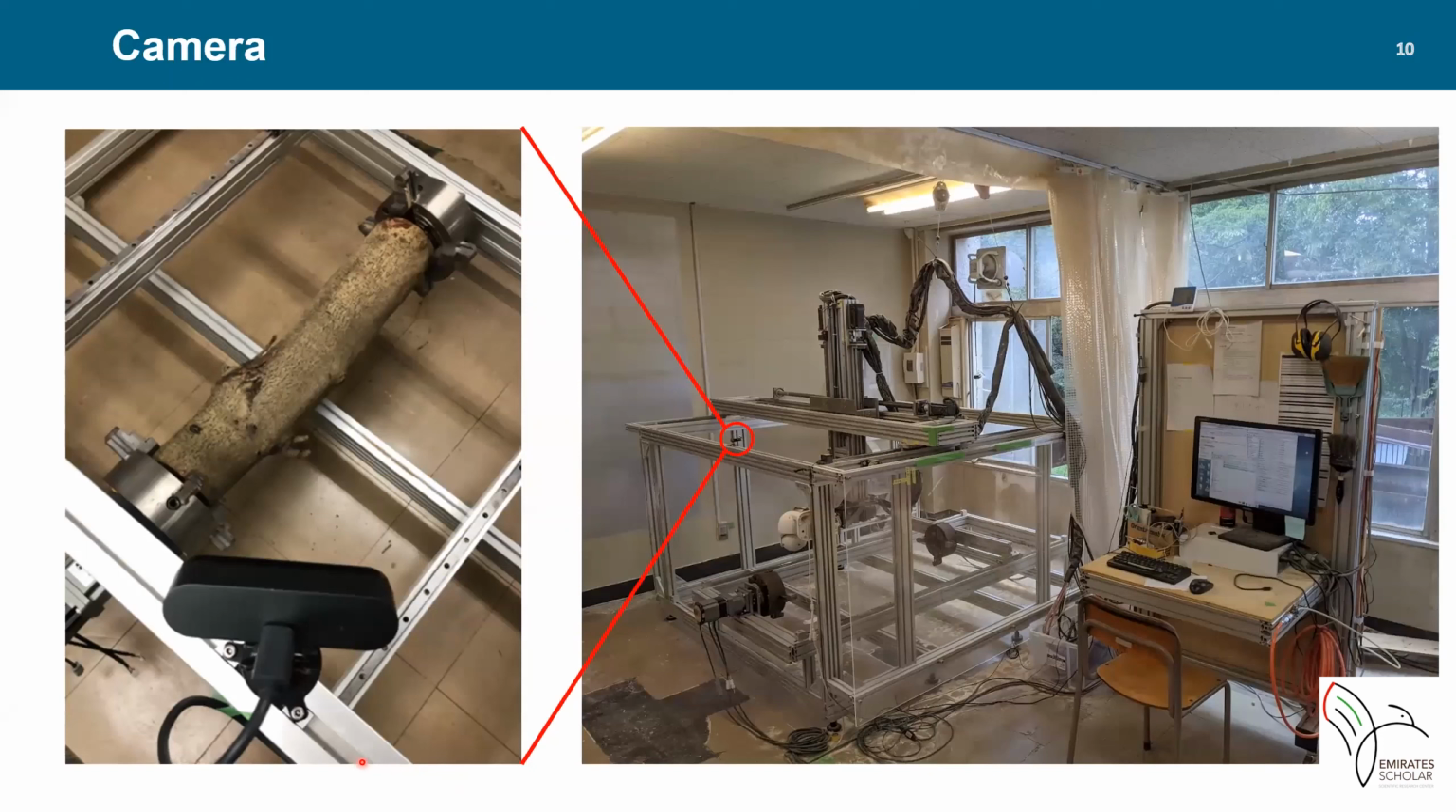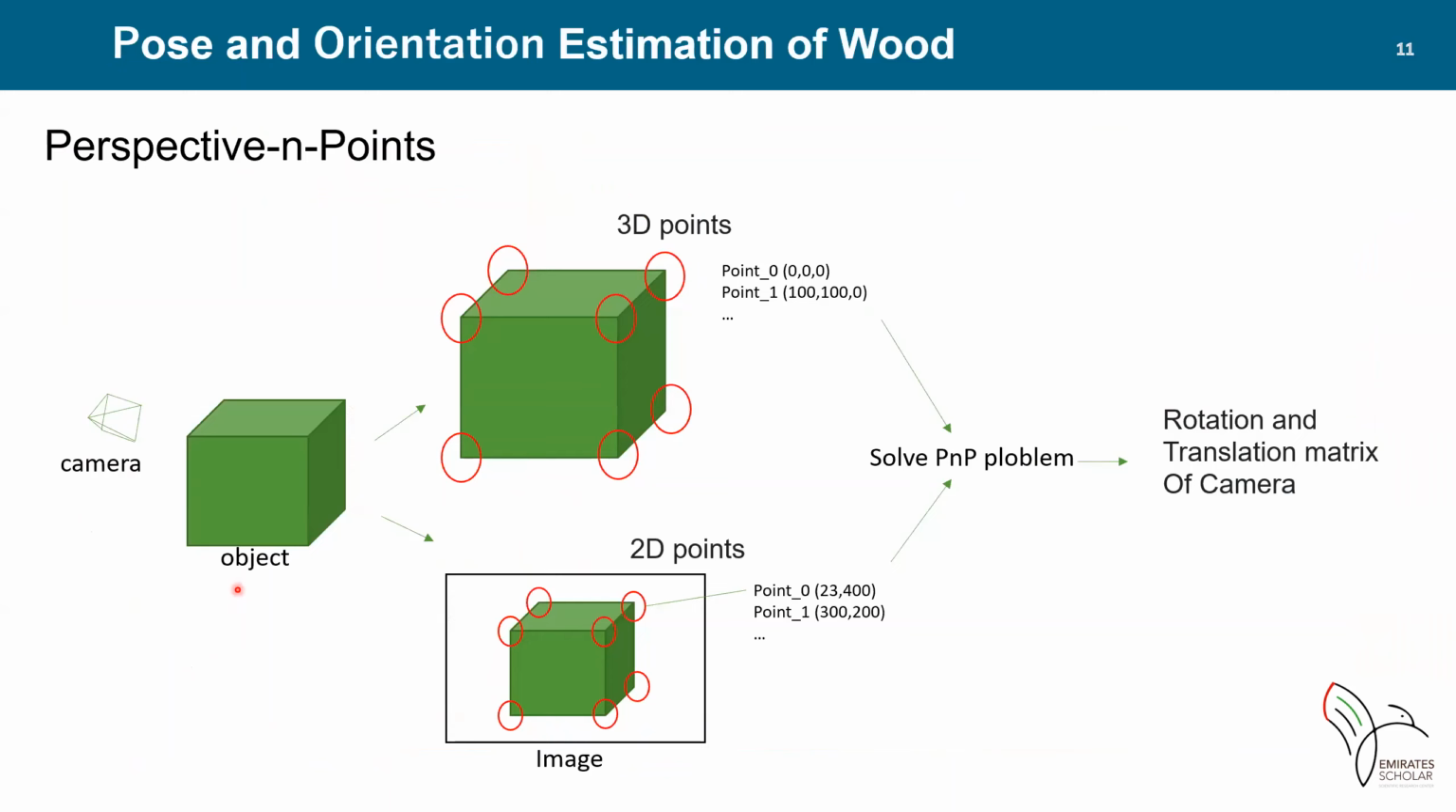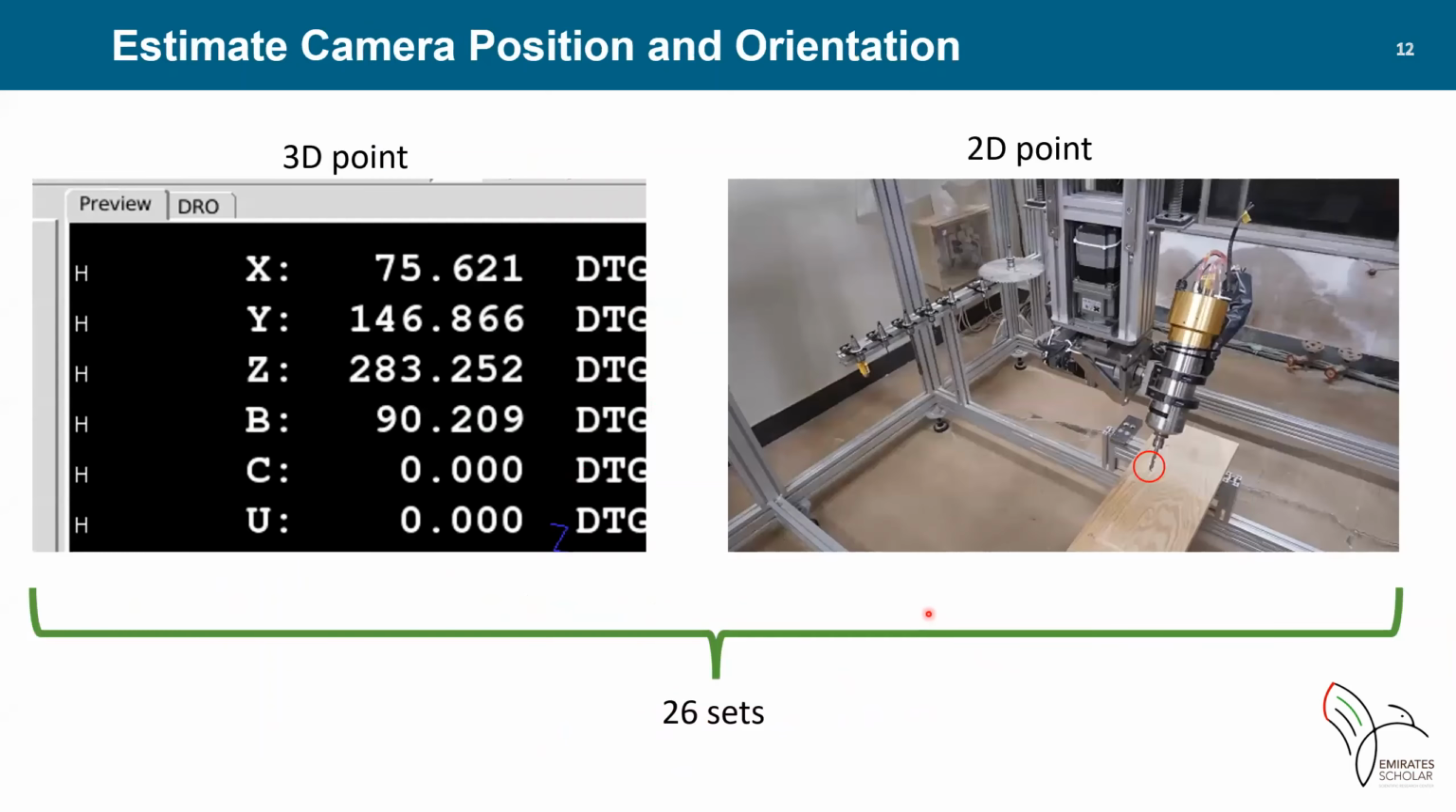It is necessary to measure the position and orientation of this camera to estimate the position and orientation of the log. The position and orientation of the camera is estimated by solving the perspective-n-point problem. Perspective-n-point uses corresponding points in 3 dimensions and 2 dimensions. This method estimates the position and orientation of the camera from the combination of the 3-dimensional coordinates of the points and the projected 2-dimensional coordinates. We estimate the position and orientation of the camera by combining the coordinates of the machine controller and the 2-dimensional coordinates.